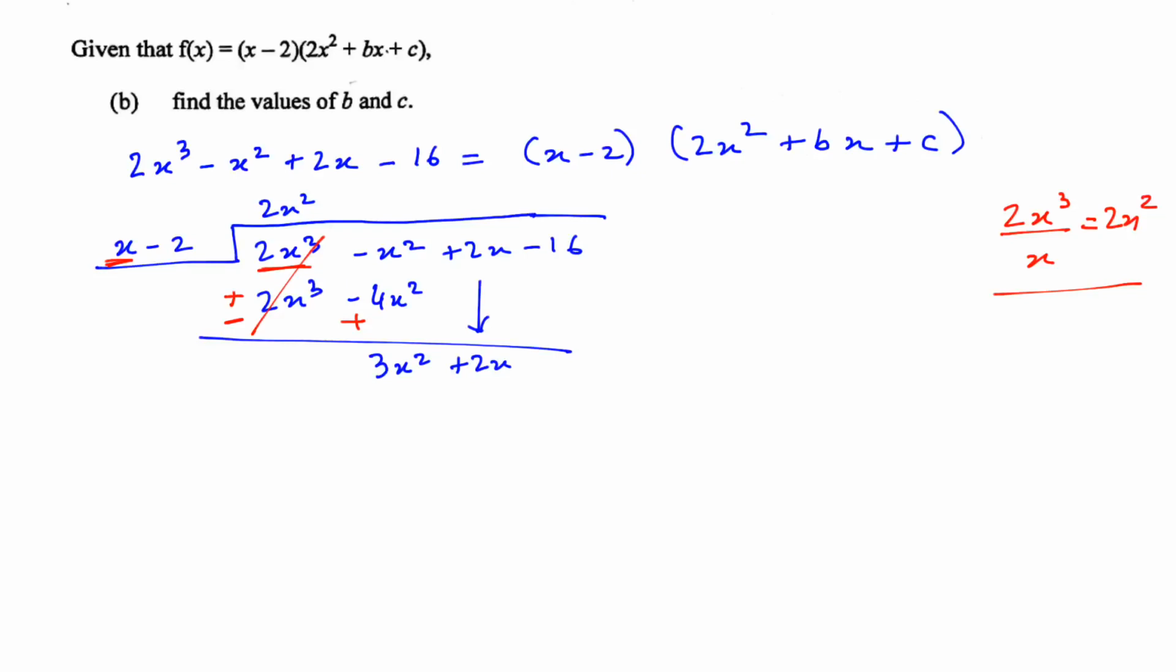Now again we will see the first term, 3x squared divided by x will give us 3x. So we write the 3x on the top. x times 3x is 3x squared, and negative 2 times 3x will be negative 6x. Remember to change the signs. 2 plus 6, 8x minus 16.